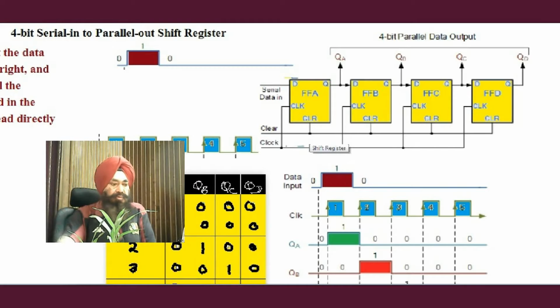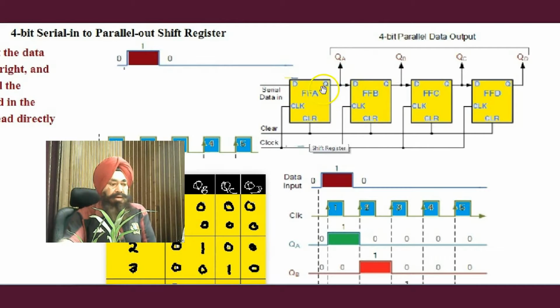4-bit means we are using 4 D flip-flops: flip-flop A, B, C and D. Okay. Now data will be inserted here, at this end. And this is our data: 0 and then 1, then again 0.